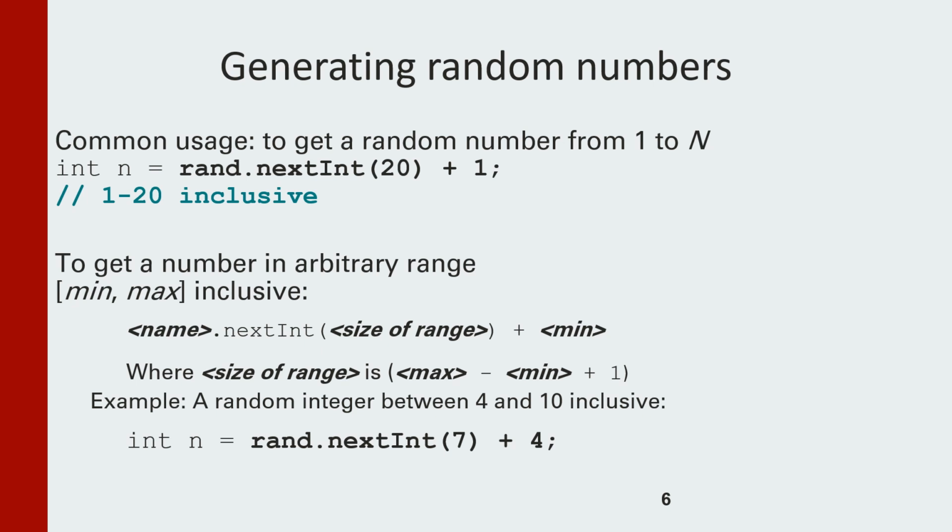In general, to get a random number from 1 to n, you would do int n equals rand.nextInt(20) plus 1. So that's a pretty common way to get a random number.